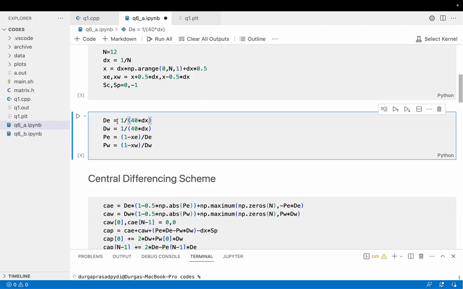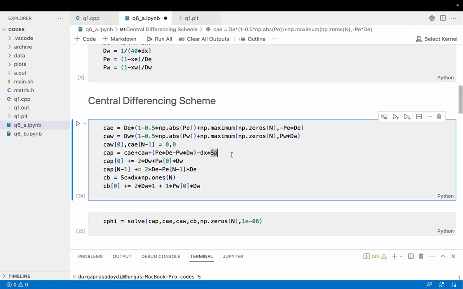Now my coefficients: D east is 1 by 40, it's gamma by delta x. My gamma I am taking as 1 by 40, and D west is also similar. Now instead of calculating FE and FW, I am writing the Peclet numbers. This is just to highlight the various schemes that we've been using. Initially when we started discussing, we said you calculate the cell Peclet number first, and if the cell Peclet number is greater than 2, or say greater than 10, very high, then you will use the upwind scheme, otherwise you will use a central differencing scheme. So just to make use of that, I have defined PE and PW here. PE is essentially FE by DE. FE is the value that is calculated above, and similarly PW.